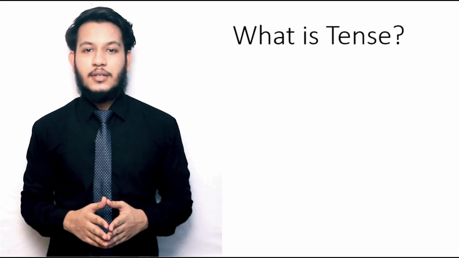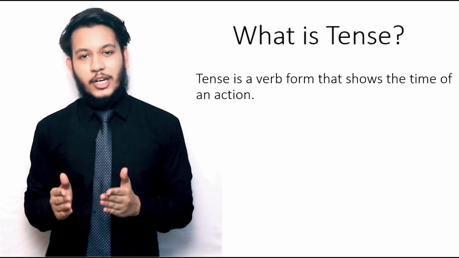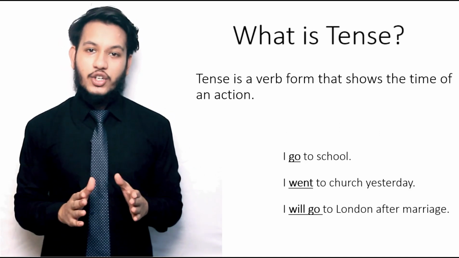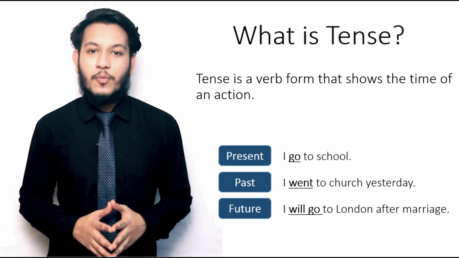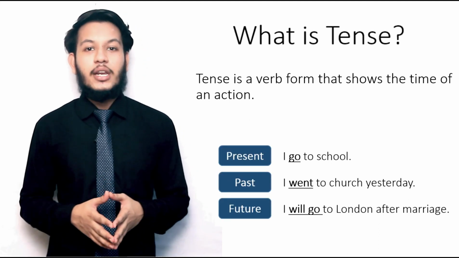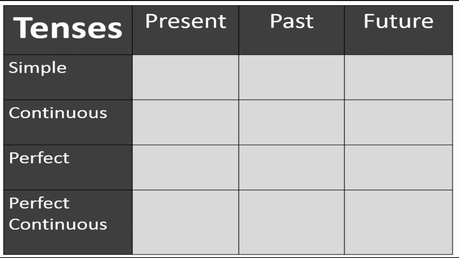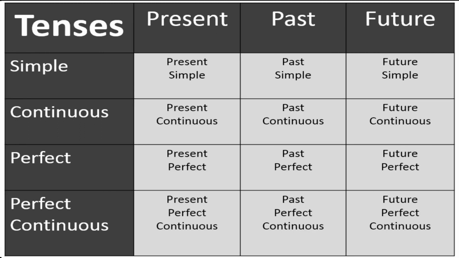What is tense? Tense is a verb form that shows the time of an action. यानी tense उस verb form को कहते हैं जो एक sentence के action के time को बताती है. There are 3 main tenses or times in English: present, past, future. And each of these 3 tenses has 4 forms: simple, continuous, perfect and perfect continuous. With main time and its forms make 12 different tenses.